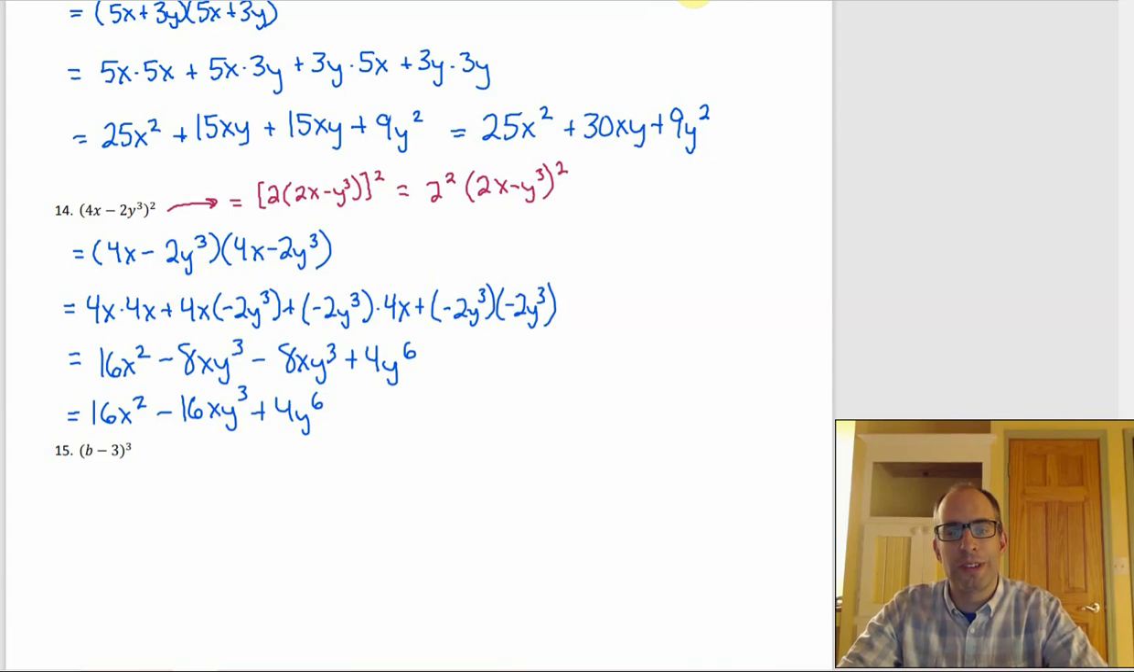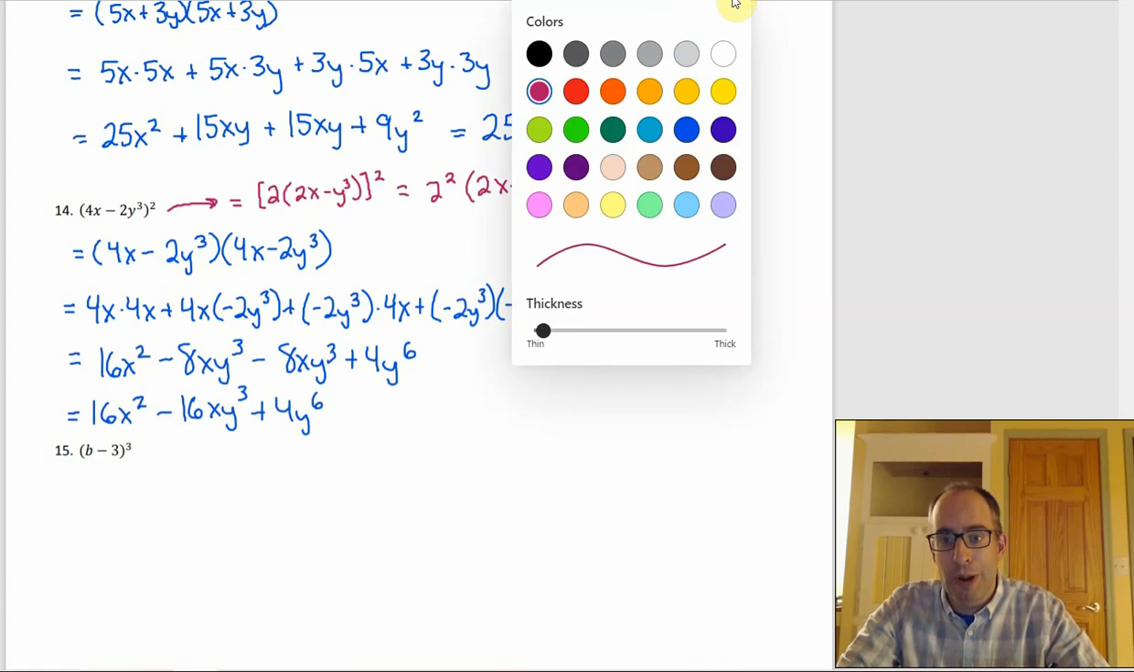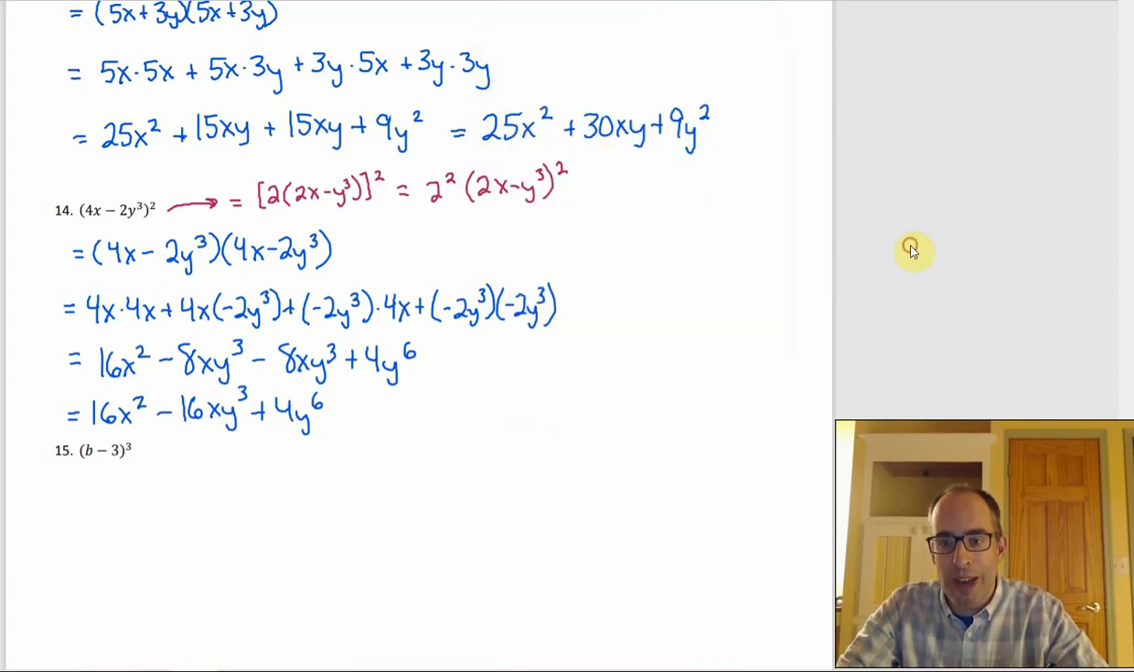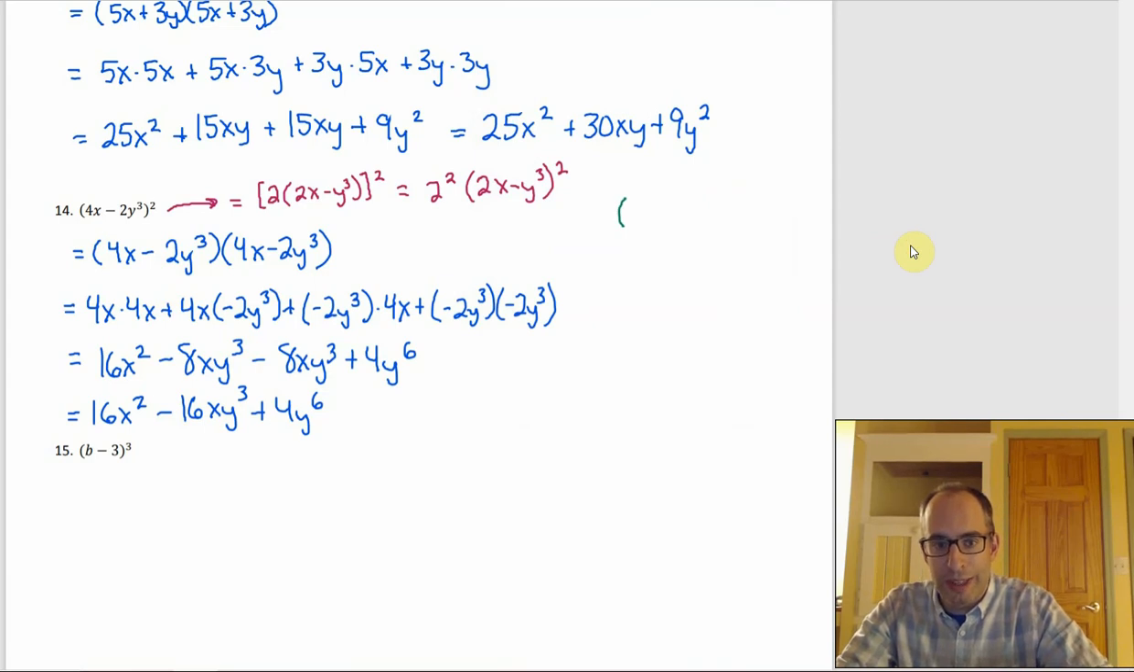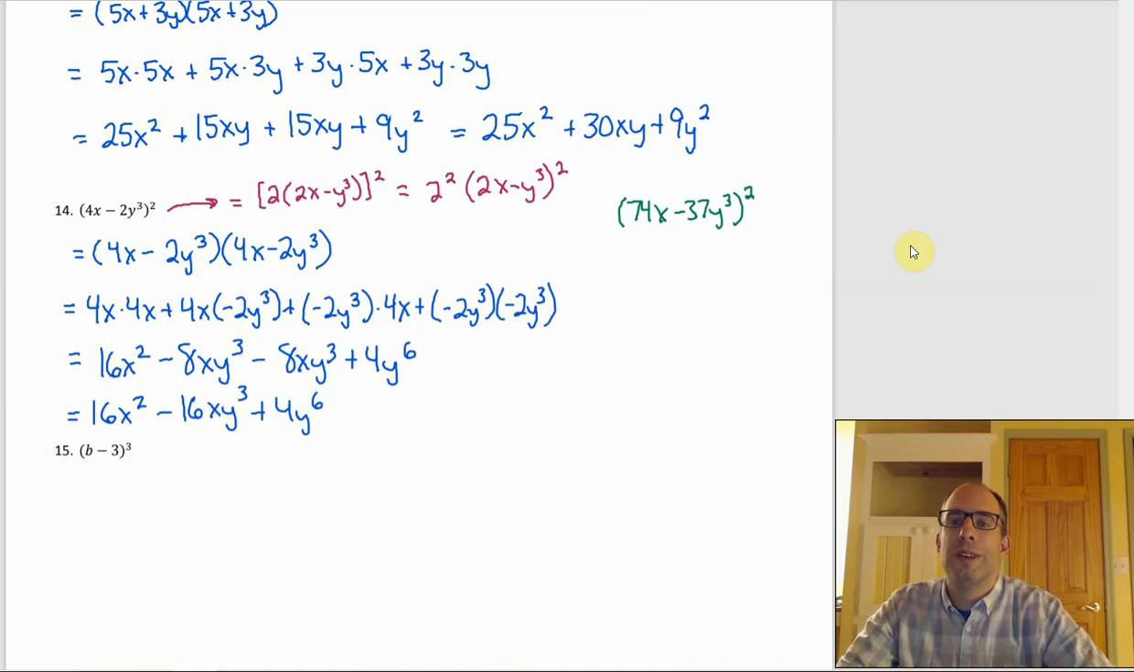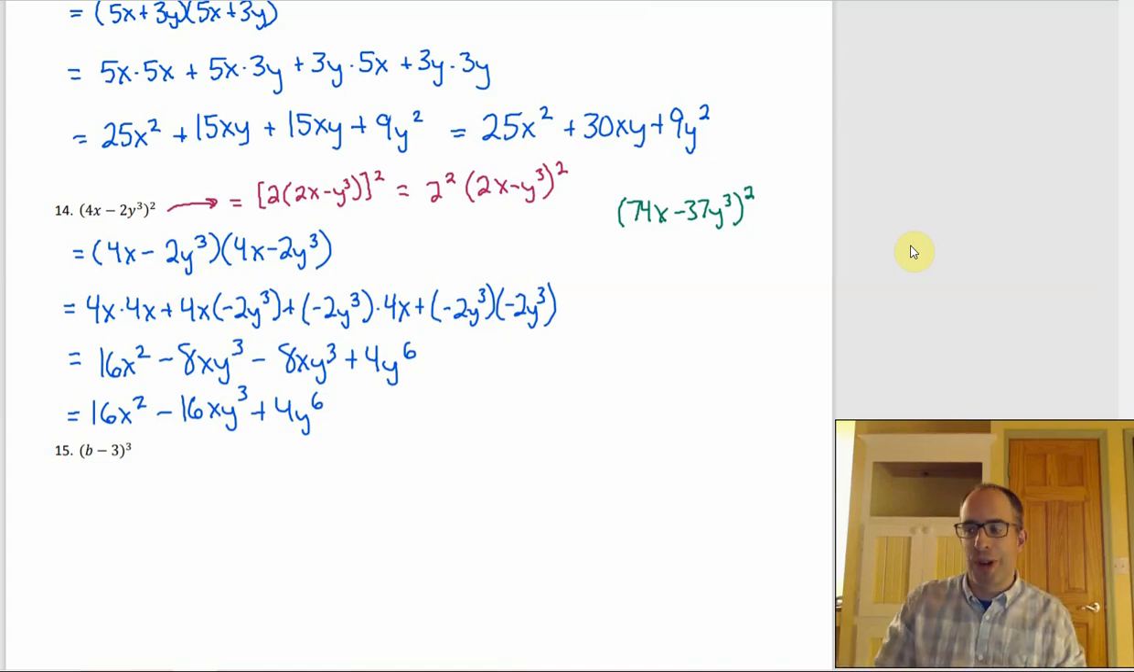And then squaring this thing is a little bit easier because the numbers are smaller. Granted, here it doesn't matter too much because 4 and 2 aren't that big to begin with. But hypothetically, just for argument's sake, what if you had 74x minus 37y cubed squared? It would be better to factor out the 37, right? Even though 37 squared, you probably need a calculator for it, that's only one big number instead of having to deal with a whole bunch.